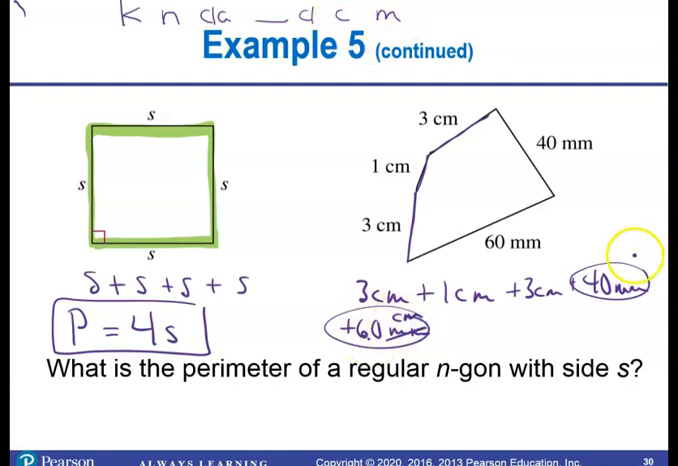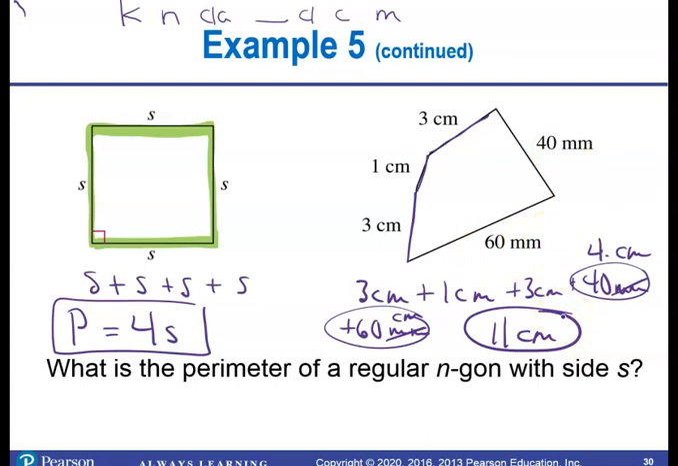Let's do it right on top of the problem. And 40 millimeters to 4 centimeters. Easy enough. 3 plus 1 is 4, plus 3 is 7, plus 4, that's 11 centimeters. But again, if you were doing this in homework, be really careful, because they might want the answer in millimeters, in which case this would be 30 millimeters plus 10 millimeters plus 30 millimeters plus 40 millimeters plus 60 millimeters, which would give me 110 millimeters. You could do it that way too.